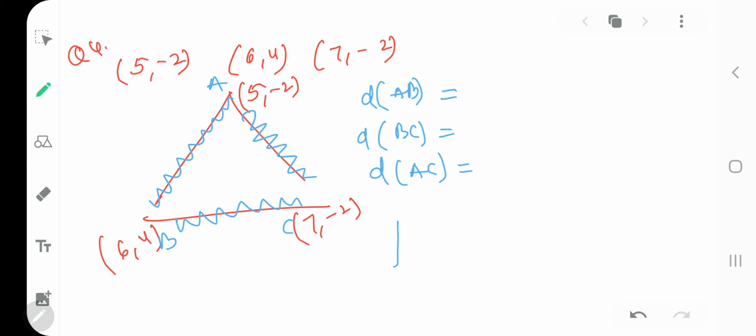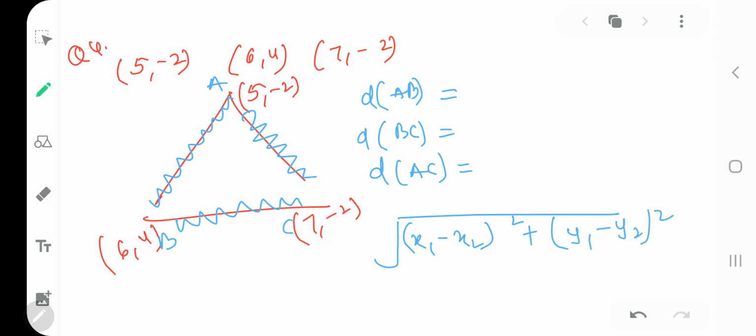To remind you, the distance formula is the square root of (x1 minus x2) the whole square plus (y1 minus y2) the whole square. You have to put in the coordinates. When you are taking AB, this is x1, this is y1, this is x2, this is y2. When you are taking BC, your first point will be x1, y1 and your second point will be x2, y2. So don't get confused with what you have to put in. Okay?